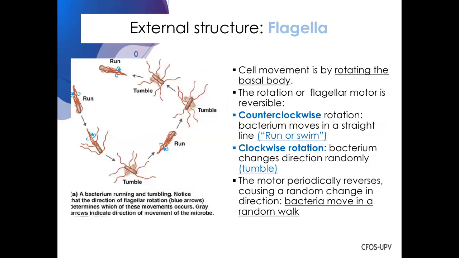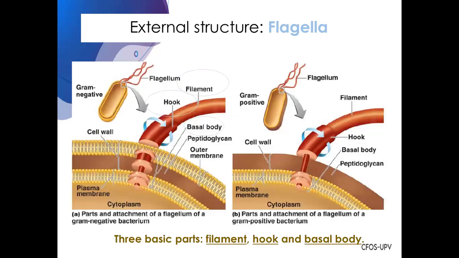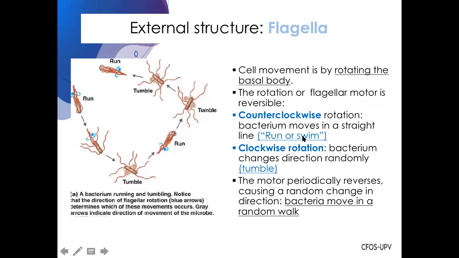So this slide explains how the microorganism or bacteria move using its flagella. The movement is by rotating the basal body. So this is the basal body. When it rotates, that is what manifests as movement of the whole flagella. So the basal body is the one that's responsible for the movement of the whole flagella. All right. So for counterclockwise motion, it makes the bacteria run or swim. The clockwise rotation changes the direction of the bacteria in random motion or random direction. And the motor periodically reverses, causing a random change in the direction. So that's how the bacteria moves.